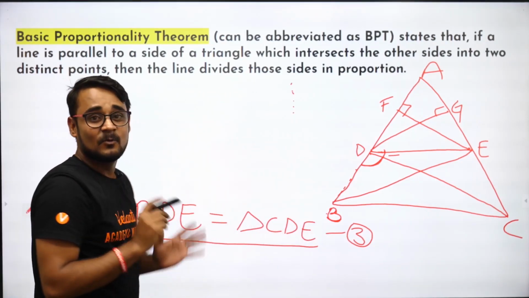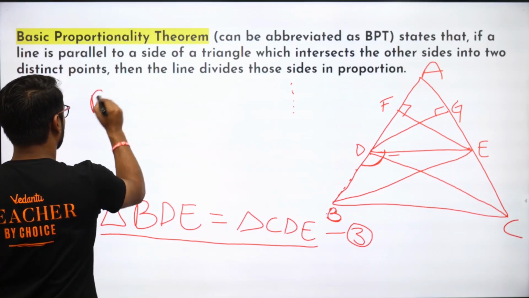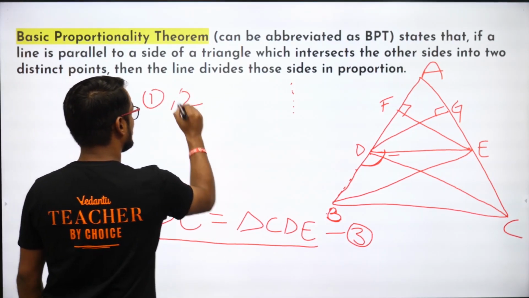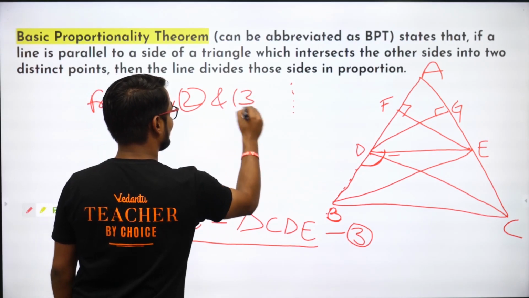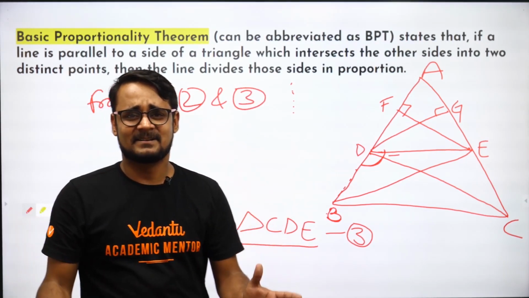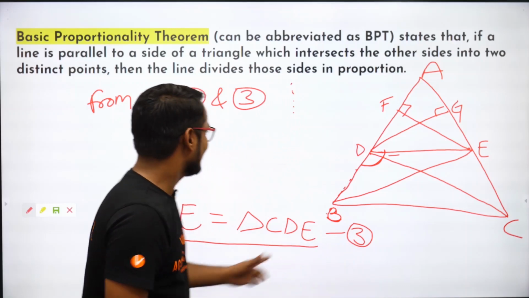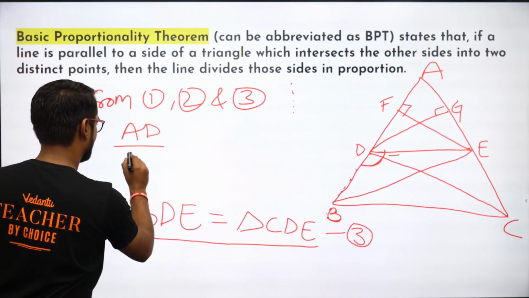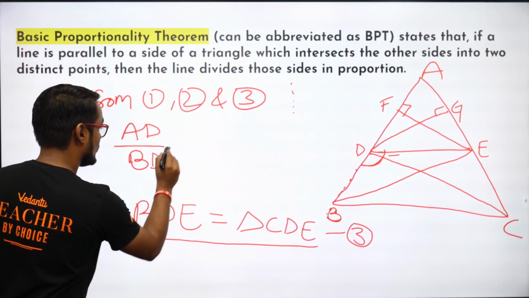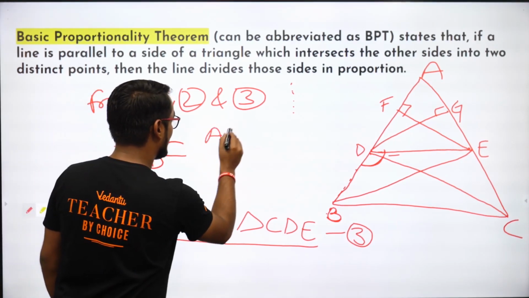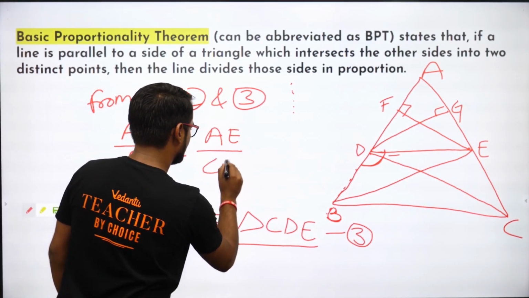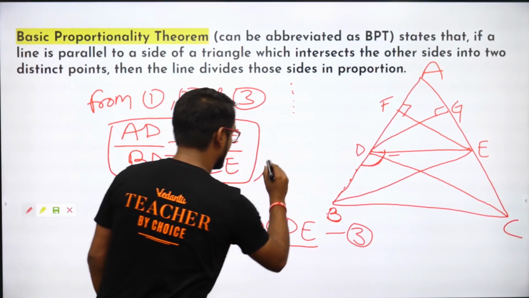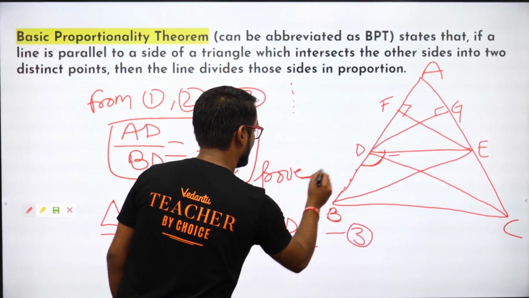What we will write? We will write from 1, 2 and 3. Yes, you are writing it right. This is the right thing. Like AD upon BD will be equal to AE upon CE. Hence this theorem is proved here.